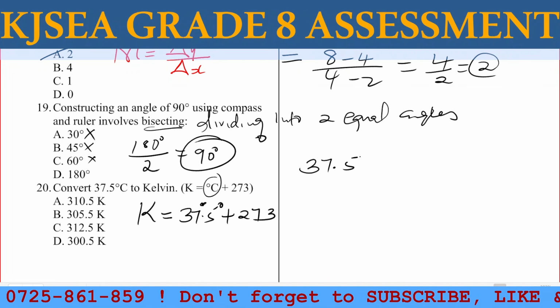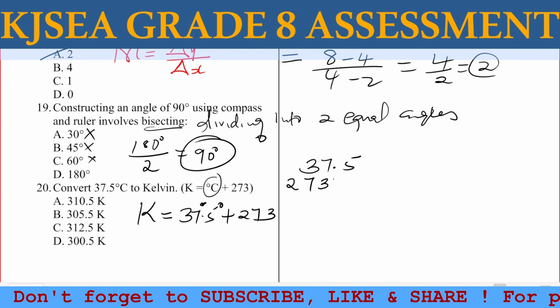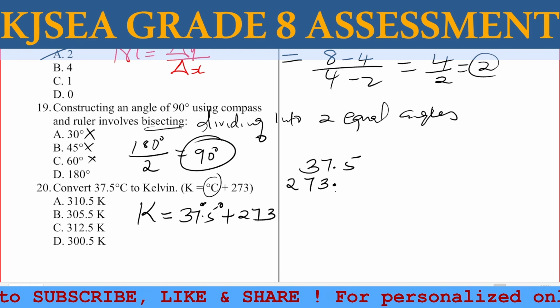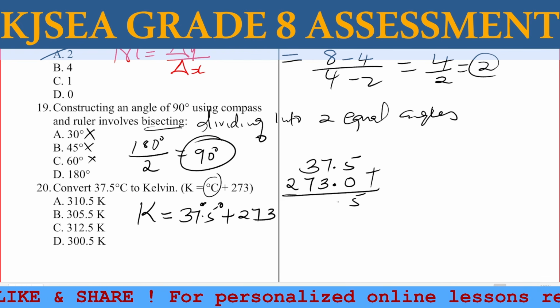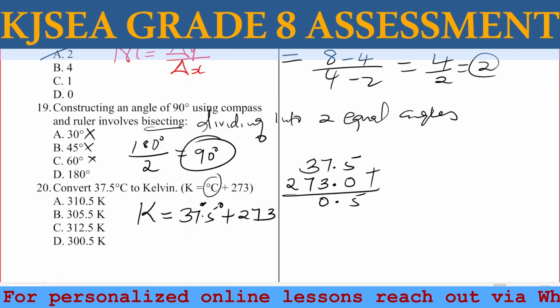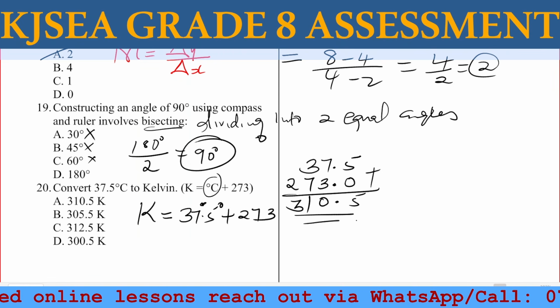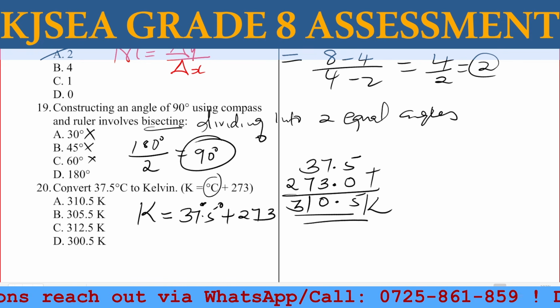So 37.5 plus 273. Be very careful when you're adding the decimals. The decimal point is supposed to be aligned along a straight line like this. So you add these, you get 5. You get 7 plus 3, you get 10. 7 plus 3, 10 plus 1, 8, 11. Then this one is 310.5 Kelvin, 310.5.